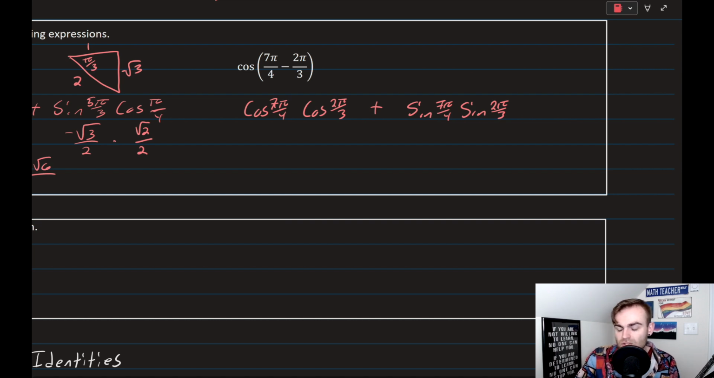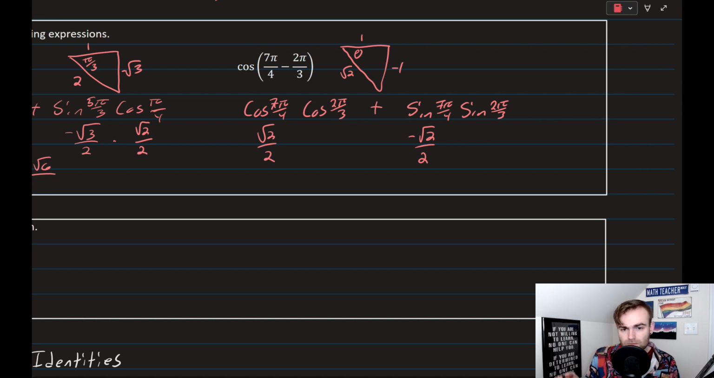Well, let's start with the 7 pi over 4. The 7 pi over 4 is a quarter short of 2 pi, so we're in quadrant 4. So that would be negative 1, 1, and the square root of 2. So cosine would be 1 over the square root of 2, so square root of 2 over 2. The sine, however, would be negative square root of 2 over 2.